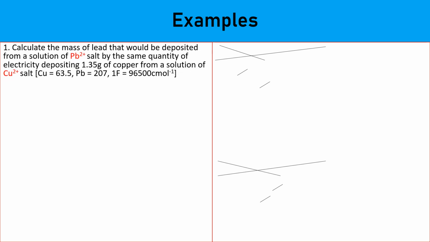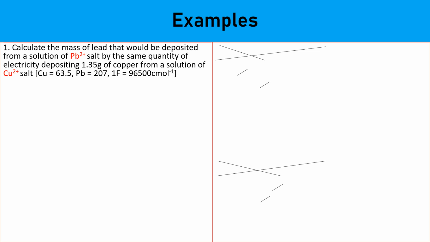Let's look at some examples on how we can use Faraday's second law of electrolysis to do some calculations. Let's start with this question. Calculate the mass of lead that would be deposited from a solution of Pb2+, that's lead 2 ion, salt, by the same quantity of electricity depositing 1.35 gram of copper from a solution of Cu2+, that is copper 2 ion salt. If the relative atomic mass of copper is 63.5 and that of lead is 207, don't forget that 1 Faraday is equal to 96,500 coulomb per mole.